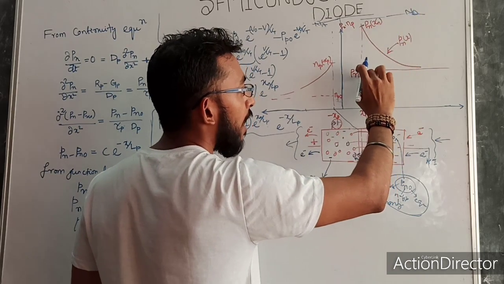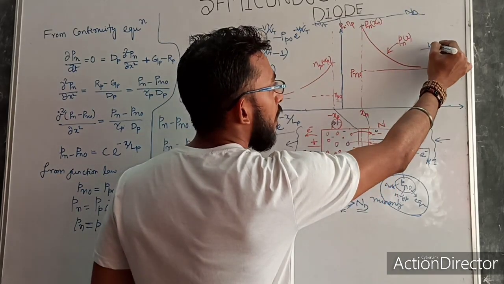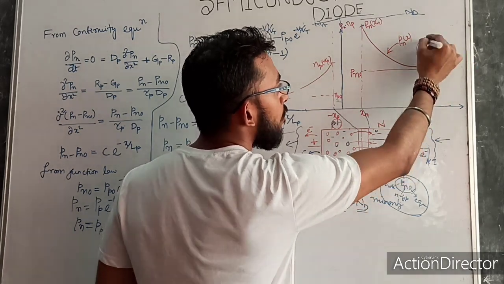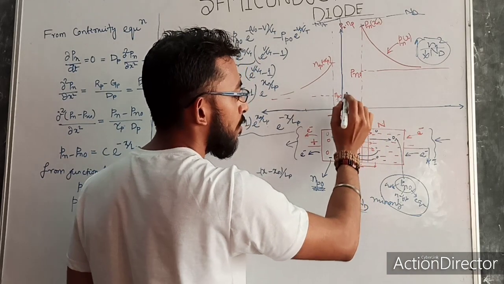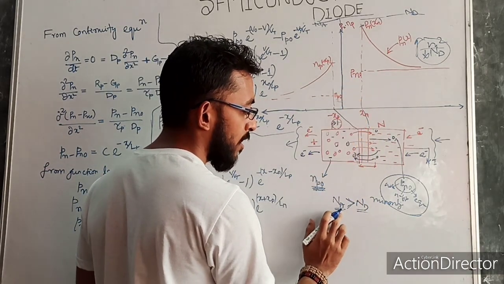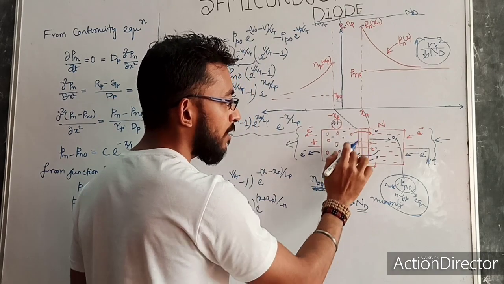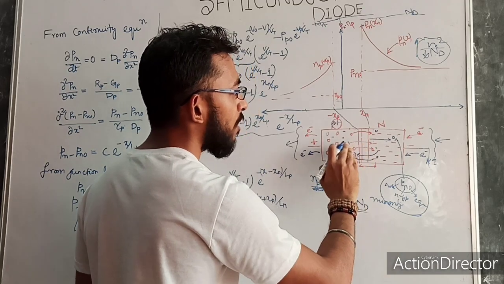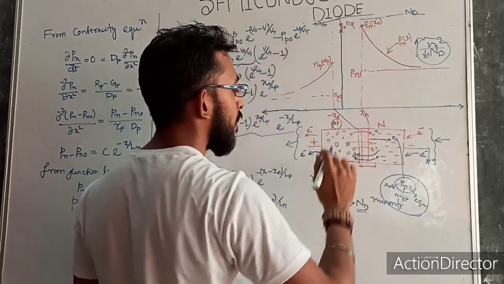So this will be a bit high. Denominator Ni square upon Nd: denominator less means this overall value is high, so it is a bit higher than this value. That's why my Np naught is a bit low and Pn naught is a bit high, because my Na value is high and Nd is low. I did the P side with more doping, that's why the Na value is high. Now because of this it decreases exponentially.